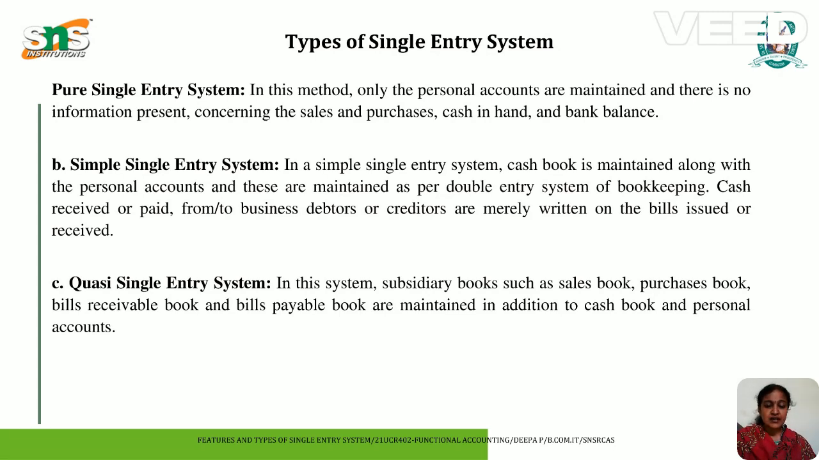Simple single entry system. In a simple single entry system, cash book is maintained along with the personal accounts, and these are maintained as per the double entry system of bookkeeping. Cash received or paid from business debtors, or cash paid to business creditors, is merely written on the bills issued or received. Quasi single entry system. In this system, subsidiary books such as sales book, purchase book, bills receivable book, and bills payable book are maintained in addition to cash book and personal accounts.